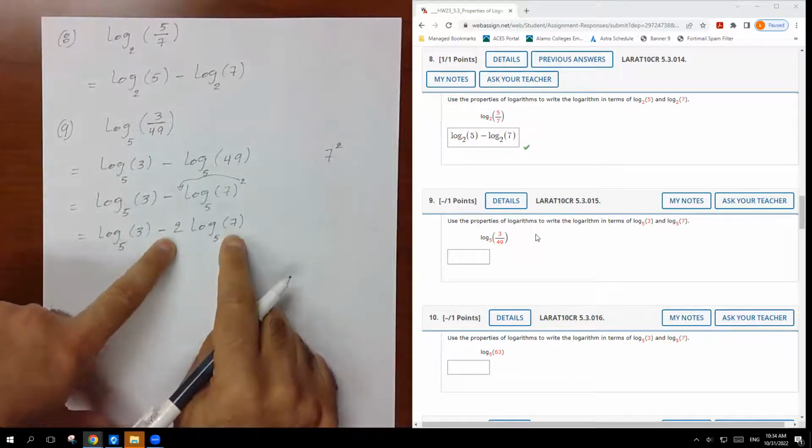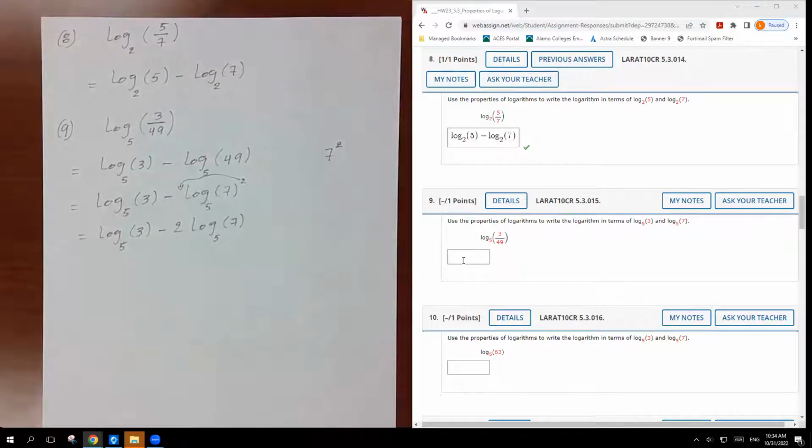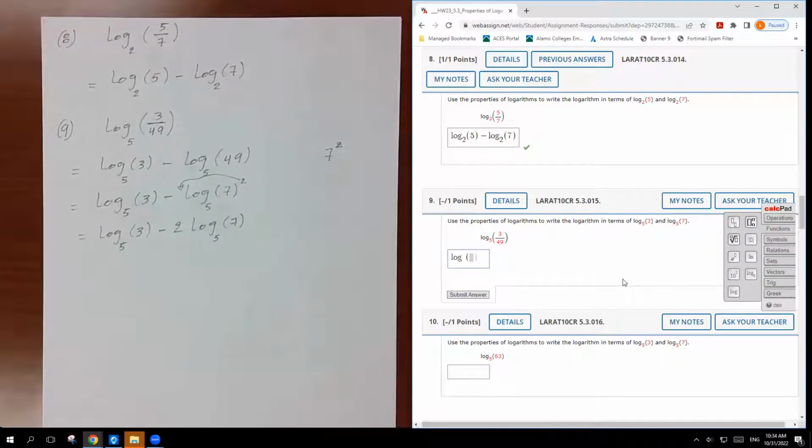Now, our terms are 3 and 7. This is just a number. So this is the right solution. So we're going to say this is log to the base 5 of number 3. Close the parentheses, minus 2 log to the base 5 of number 7. Close the parentheses.